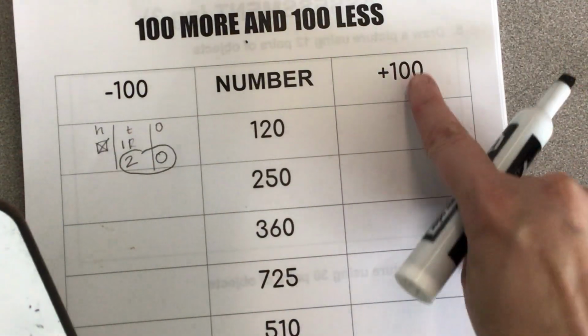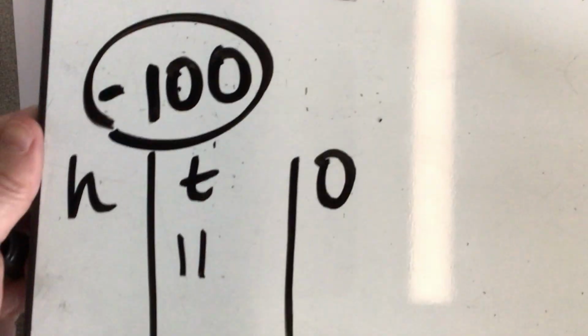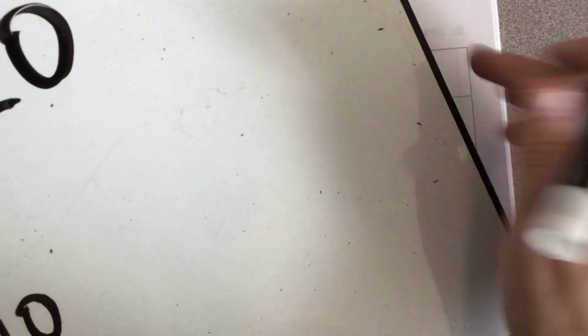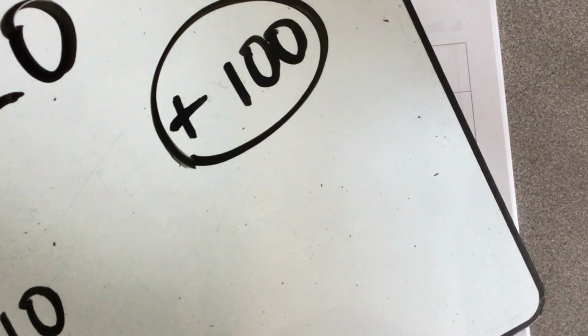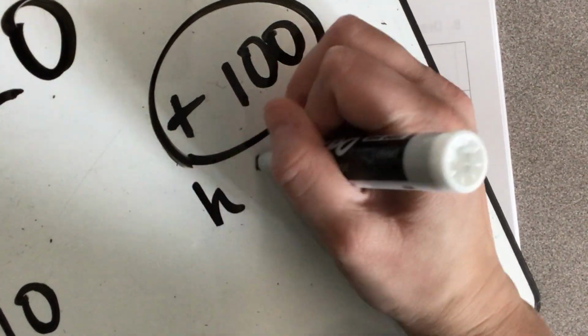Now we need to go over to this side and do 100 more. So I'm going to keep my whiteboard. I have 100 less on this side. I'm going to do 100 more on the other side, like I did on my anchor chart. Okay, I'm going to draw my place value chart.